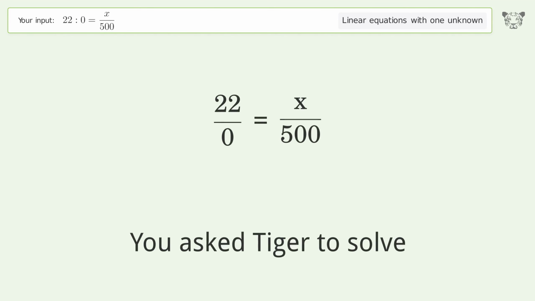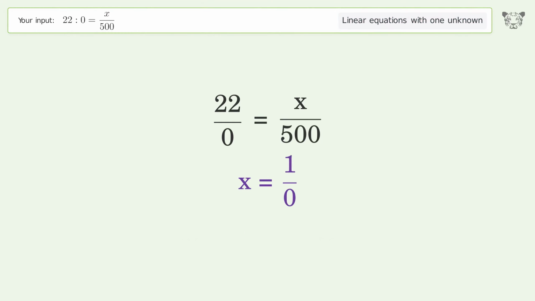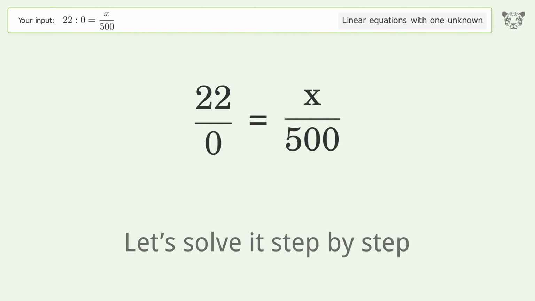You ask Tiger to solve. This deals with linear equations with one unknown. The final result is x equals 1 over 0. Let's solve it step by step.